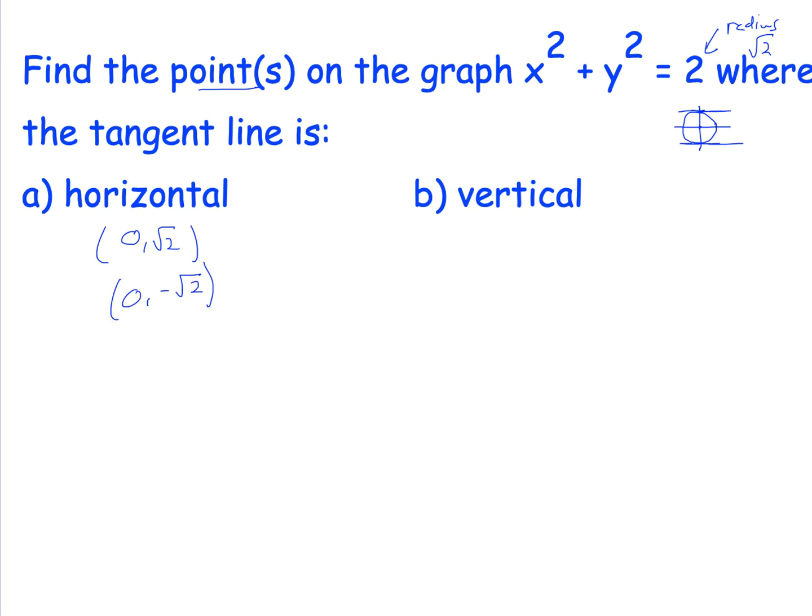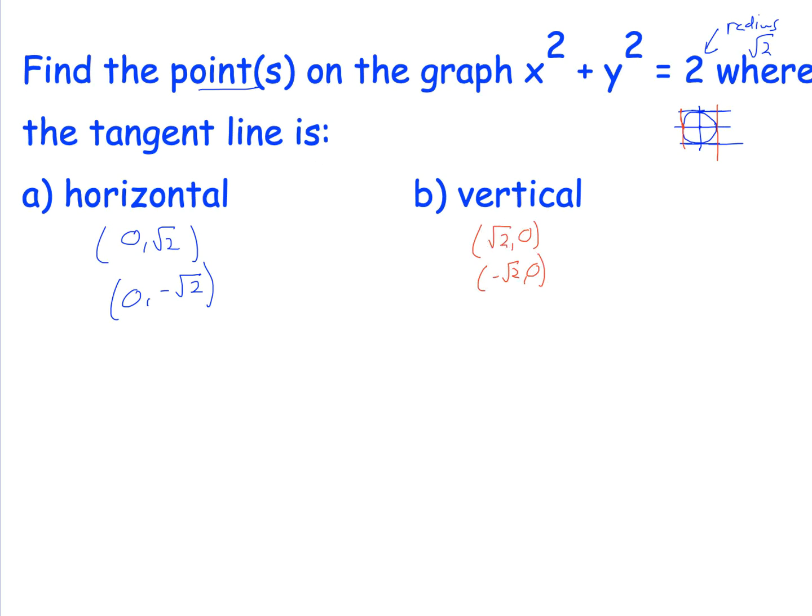Vertical tangent lines, let's do these in red, they would be here and here. And what points are those? Well, that's at √2, 0, and -√2, 0. And there's your answer for those.